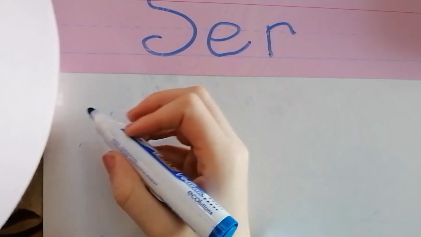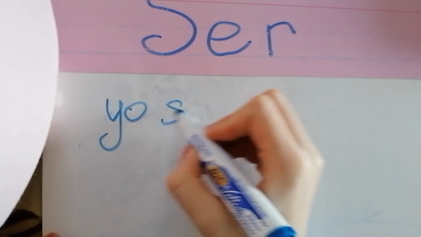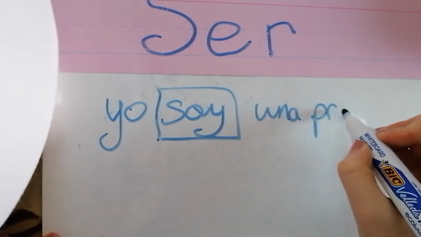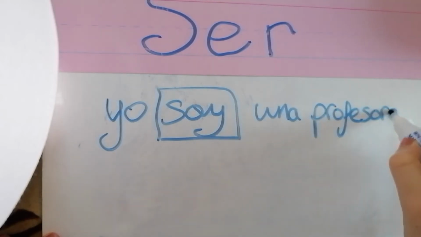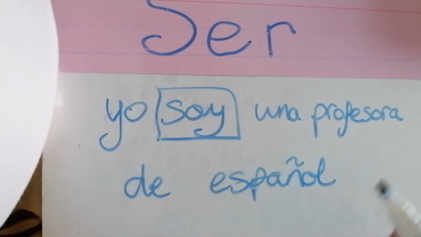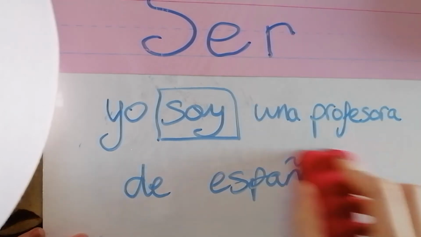So let's give you an example. Okay, an example of an occupation using ser. So, yo quiero decir, I want to say, I am a Spanish teacher. Yo soy, using ser, una profesora de español. I am a Spanish teacher. Now, why did we use ser? Because hopefully that isn't going to change and I will continue to be a Spanish teacher. So it is a permanent job, okay? A permanent occupation. So that is O.